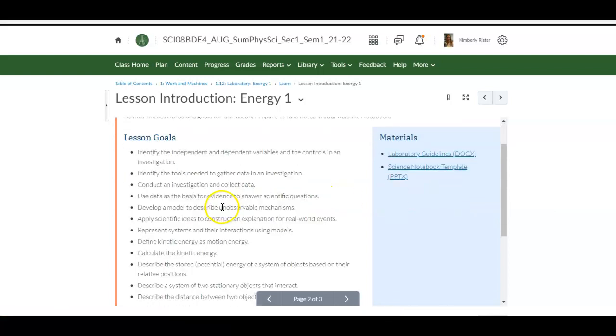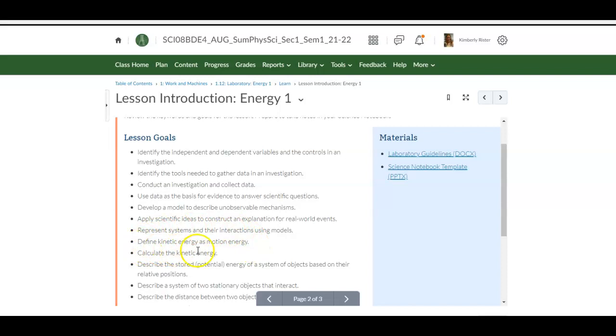So as you go through, it talks to you about the lesson goals. We're going to be talking about the variables that are used in this experiment. What tools are we using to do the investigation? How do we do the investigation? We're going to collect data recorded in a data table. We'll be developing a model to describe unobservable mechanisms. We are going to apply scientific ideas to construct an explanation for real-world events. We'll represent those systems and their interactions using a model. You're going to define kinetic energy as the energy of motion.